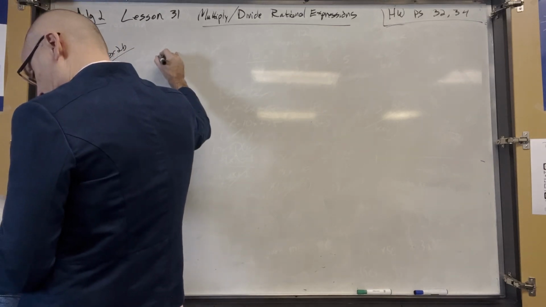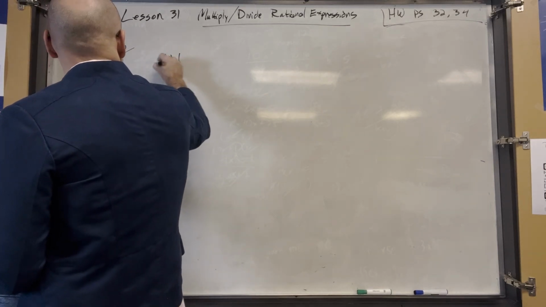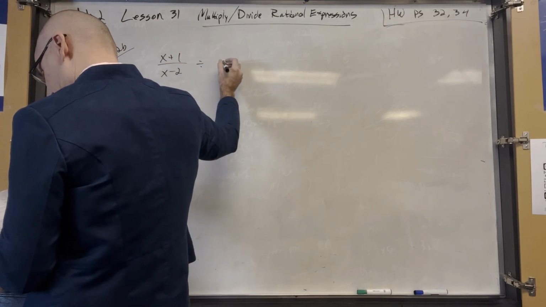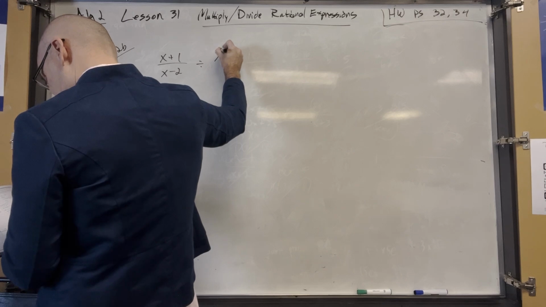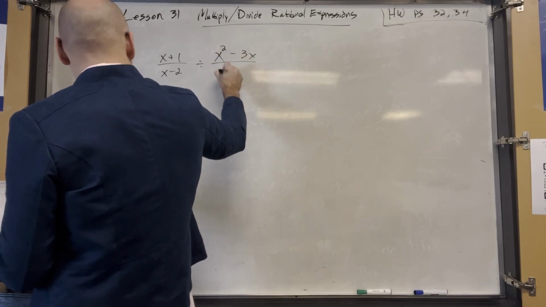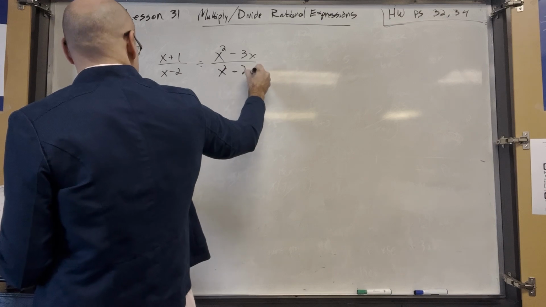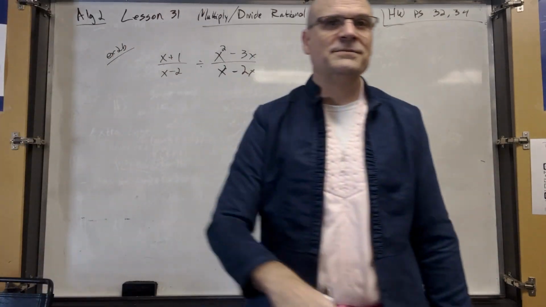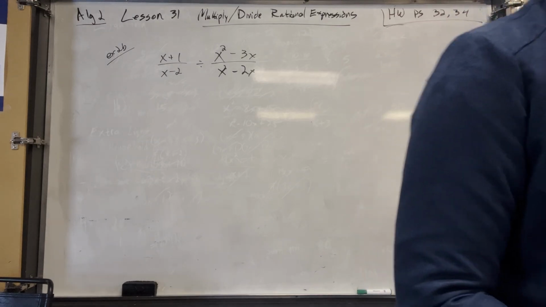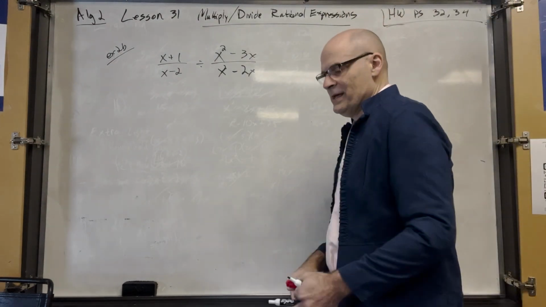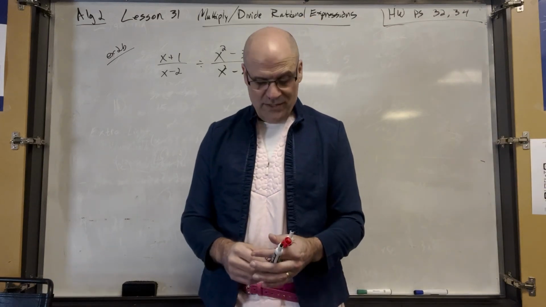Okay. x plus 1 over x minus 2, divided by x squared minus 3x over x squared minus 2x. Oh, we forgot to do that in the last problem, to declare our exclusions. Canceled. It's just beautiful.